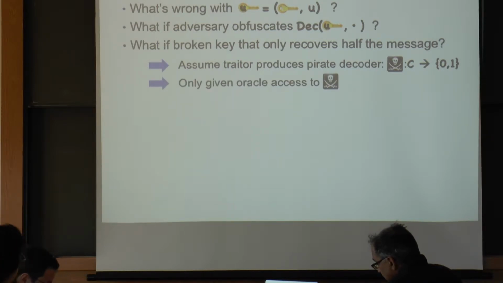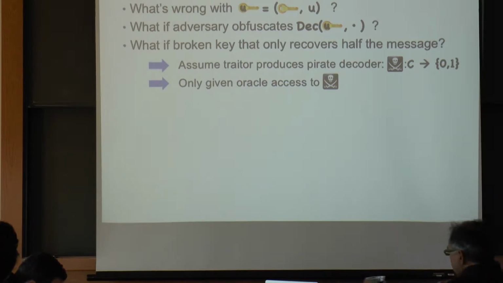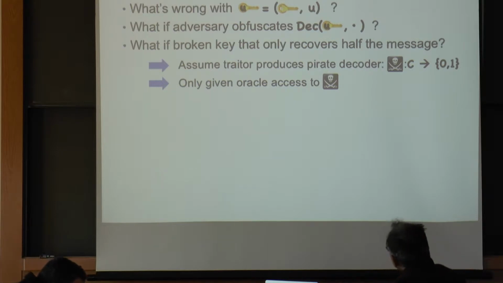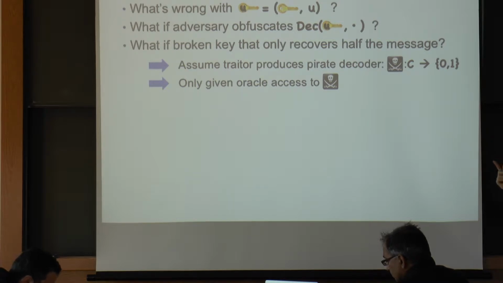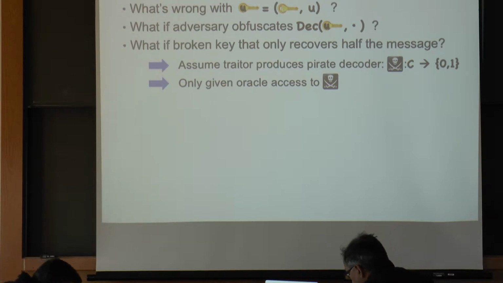And then we also, in tracing, when we actually want to take the pirate decoder and find out who the traitor was, we only want to give oracle access to this tracing algorithm. If we're required to actually look at the code of the pirate decoder to figure out who the traitor was, we will probably run into issues with an adversary that tries to obfuscate the code. So we want to just interact with the pirate decoder by giving it ciphertext and seeing what it gives out.